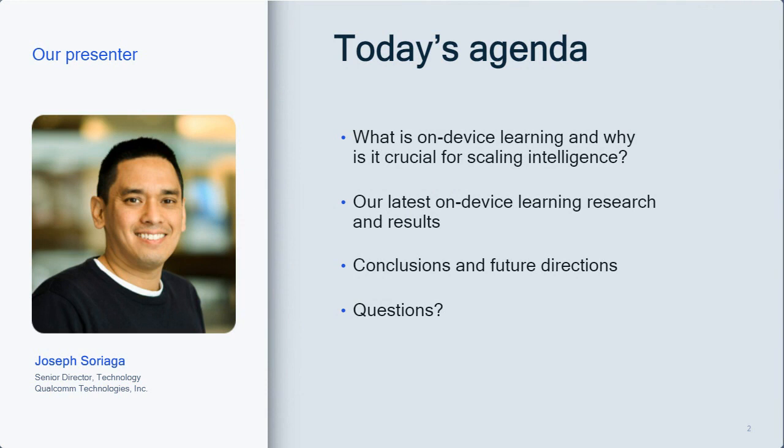It's a pleasure to be able to talk to you about the research that we're doing at Qualcomm AI Research. What we'll be focusing on for the next 45 minutes or so is on-device learning and what motivates us, why we think it's crucial for scaling intelligence. And then we'll talk about some of the latest on-device learning research and some of the results that we've been doing. We will have some conclusions and also talk about some future directions and give you some hints of some ongoing work. We can't quite fill everything today, but we want to give you a flavor of all of this, and we're happy to take questions after this.